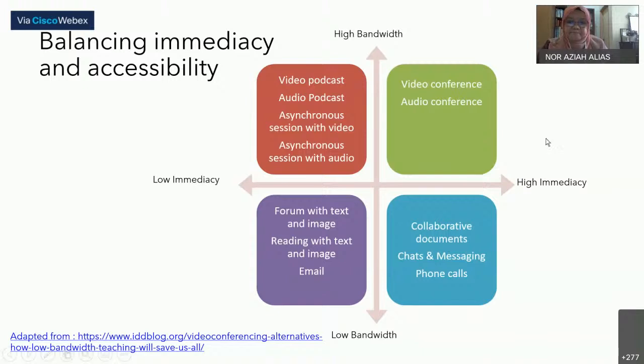So I like this particular framework, this matrix. This is from, I can't remember the person, but it's from one of the blogs. So you see, you think of immediacy and you think of accessibility. You want an immediate thing and students have that access, so you go for video conferencing and audio conferencing. But if you don't need that immediacy, you can have asynchronous, right? Or if you have low immediacy and also low bandwidth, then we go by this: email, forum with text, reading and so on. So I think this is a good matrix that we can always refer to, immediacy and accessibility in terms of delivery.